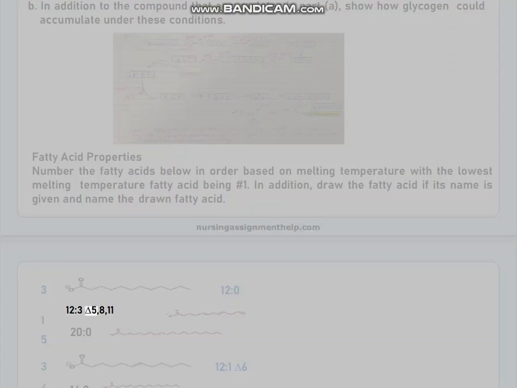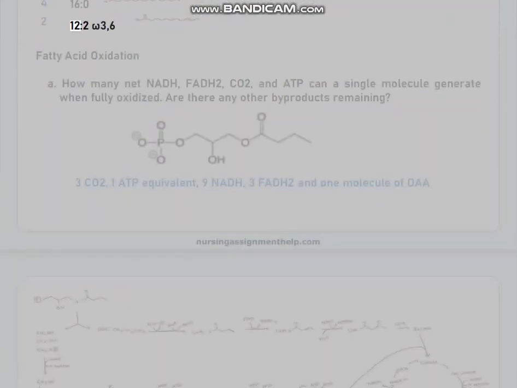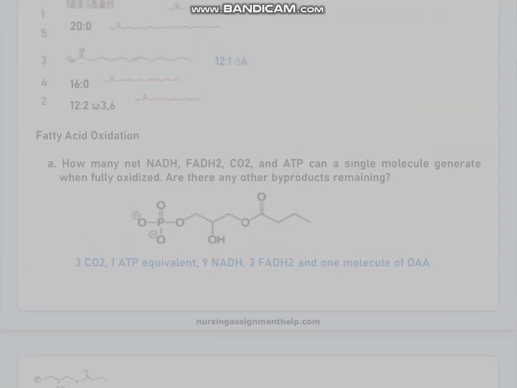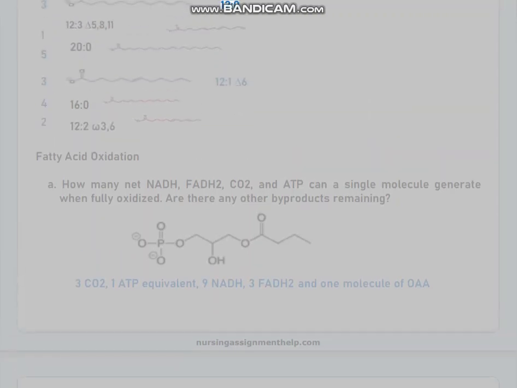12:3 Δ5,8,11; 20:0; 16:0; 12:2 ω3,6; 12:1 Δ6.